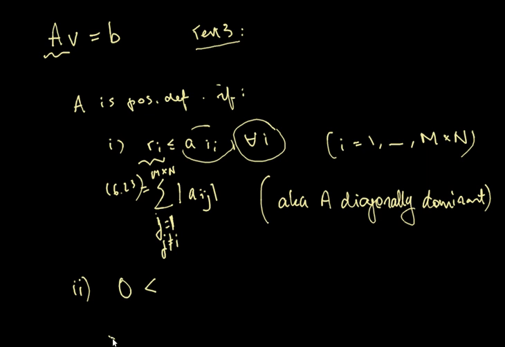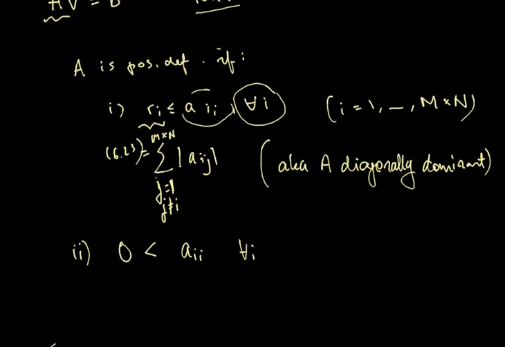0 is less than Aii. This is the second condition. This means that the diagonal elements of A must all be strictly positive. And that's also why I said, if you encounter problems with this, then you just change the sign on both sides of the equation and then, well, you're home safe.